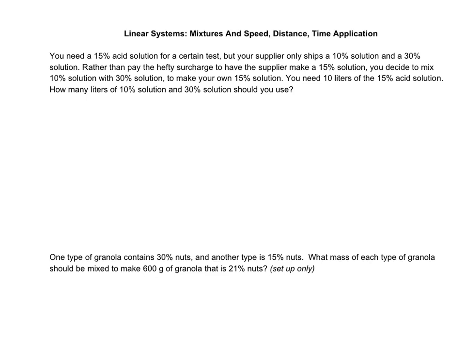You need a 15% acid solution for a certain test, but your supplier only ships a 10% solution and a 30% solution. Rather than pay the hefty surcharge to have the supplier make the 15% solution, you decide to mix 10% and 30% to make your own 15% solution. And you need 10 liters of the 15% acid solution. How many liters of each should you use?